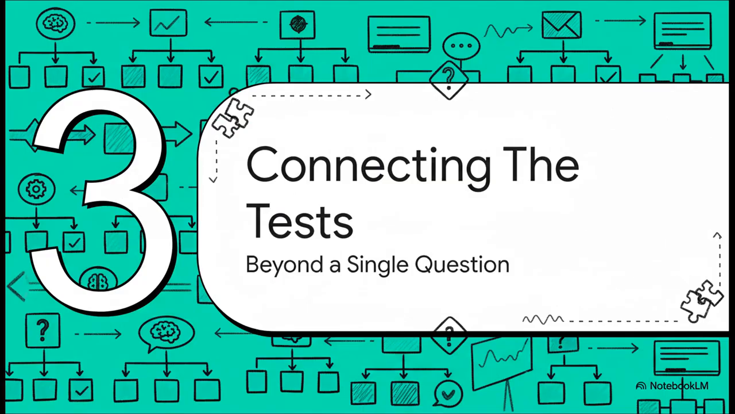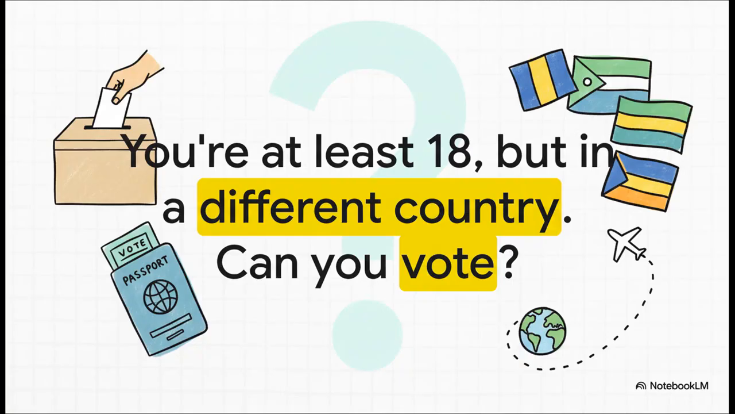But life is rarely about just one single question, is it? To handle the real world in all its complexity, we need to start connecting these simple little tests together. Let's use voting as an example. So here's the situation. You know you're old enough to vote. You're over 18. That test is true. But what if you're visiting a friend in a totally different country when they're having their election? Can you just walk in and vote? Of course not. So just being over 18 isn't enough. We obviously need another test.